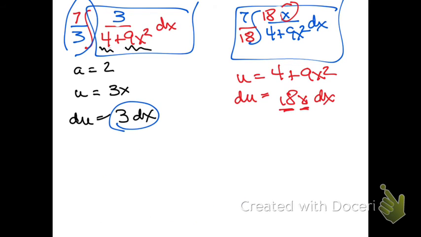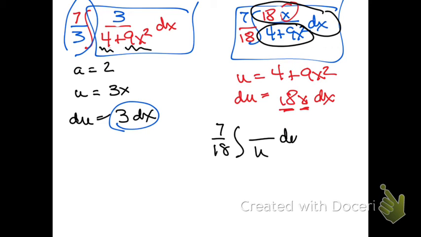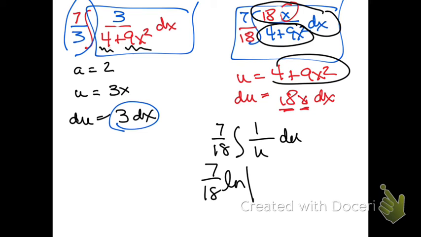So now when I rewrite this, the 7/18 is brought down. And this is the integral of, we have a u, all of this is a u, and all of this is du, but I prefer to put it out here. And so the integral of that ends up being natural log, totally different than the last problem. Natural log of u, and change u back into what it was.